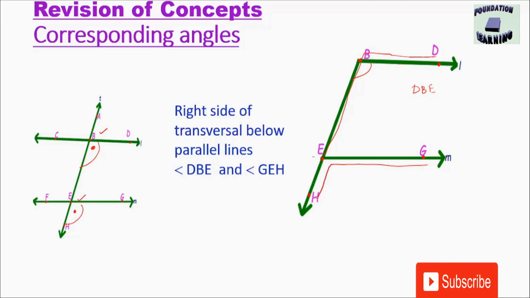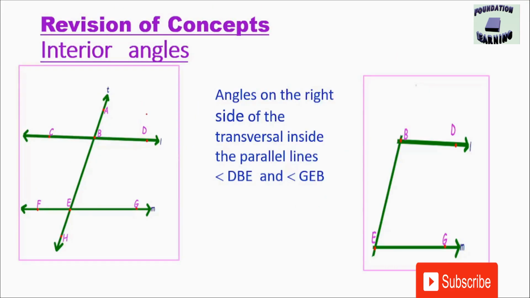And the next one we are going to start from here and go downwards. It is the angles on the right side of the transversal inside the parallel lines. Which are they? DBE and GEB. Here you have GEB and DBE.